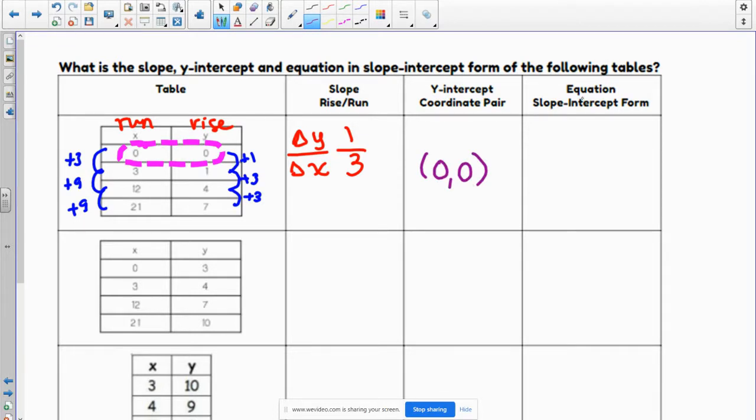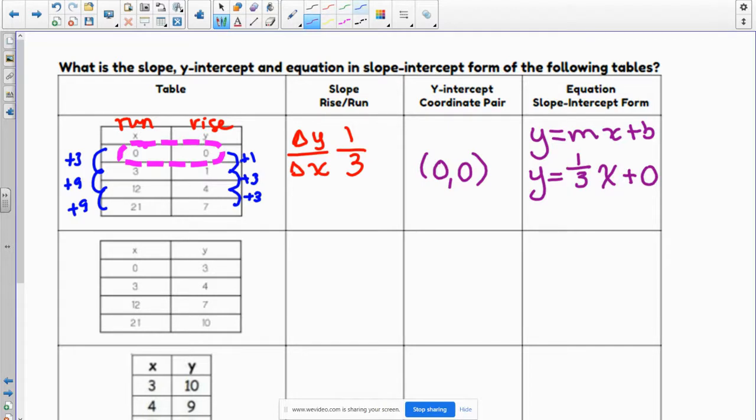And the last step is we're going to make the equation. So we're going to start with, remember, it's y equals mx plus b. So y is our variable. M is my slope, which is 1/3. And then x is a variable. And then b, in this case, is 0. And mathematically, you don't really have to add 0, but I'm going to leave it there just to prove that it does work.